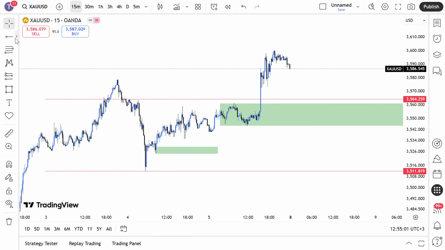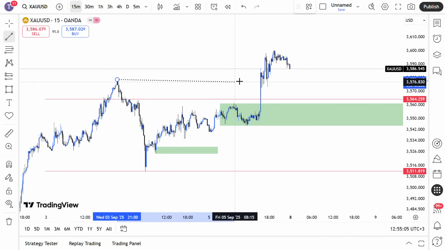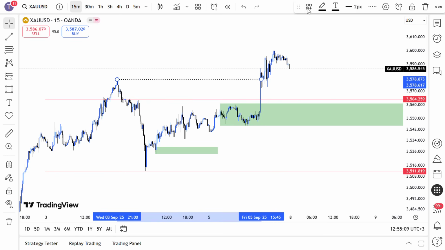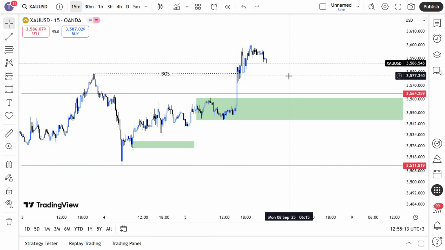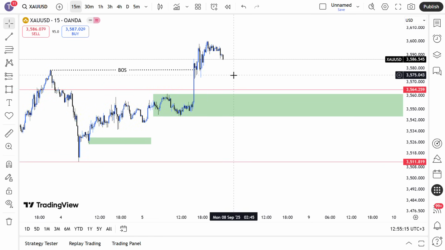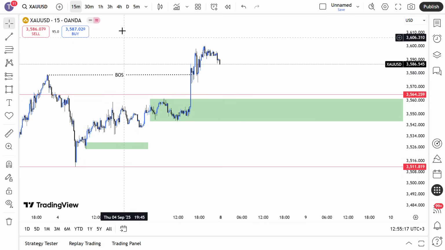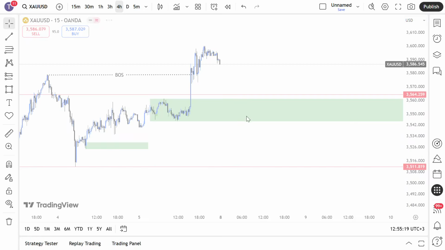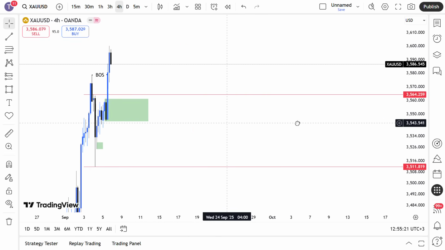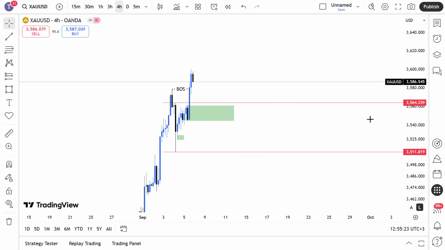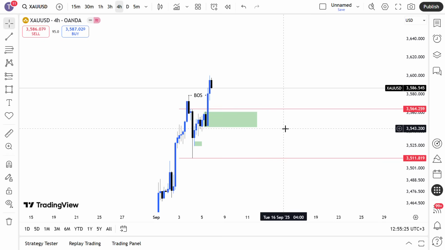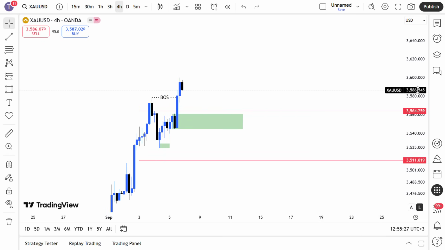And clearly here we have the break of structure to the upside, and clearly gold is bullish, and we are supposed to be looking for buying opportunities. So I think that is very clear. So for gold, let us wait for a good reaction from this area or a good confirmation so that we can be looking for a bullish bias this week on gold.